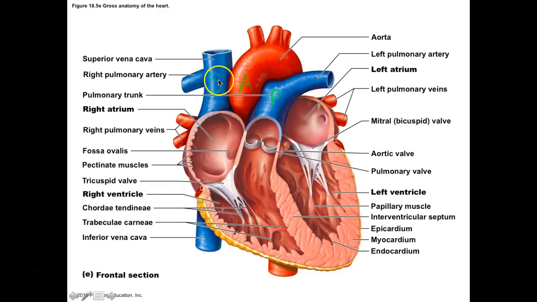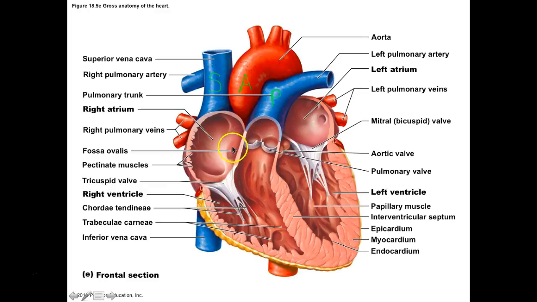So our superior vena cava, if we draw a line down the superior vena cava, we should be able to find our inferior vena cava as well. These two large veins are going to bring in deoxygenated blood to the right atrium. Our right atrium has a couple different structures on here. So we're going to have some pectinate muscle lining our right atrium, and I'm going to show you a cadaveric picture of what pectinate muscle actually looks like in a moment.